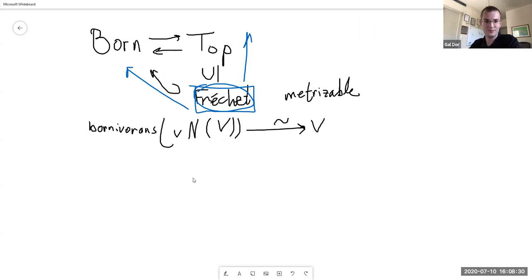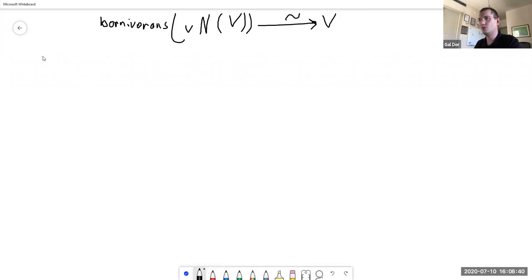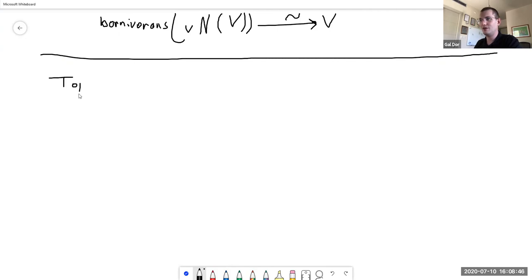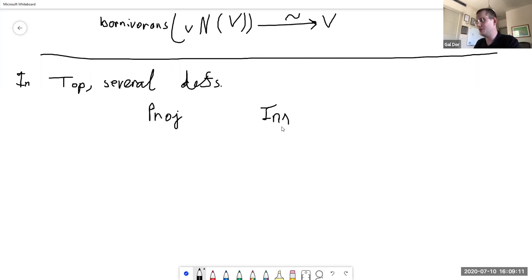So for now, let's begin by discussing tensor products. I'll start by saying that for topological vector spaces, there are several competing definitions for what should be the tensor products of two topological vector spaces. There are what are called projective products and injective products, and there's some spectrum in between of potential tensor products that you can define.